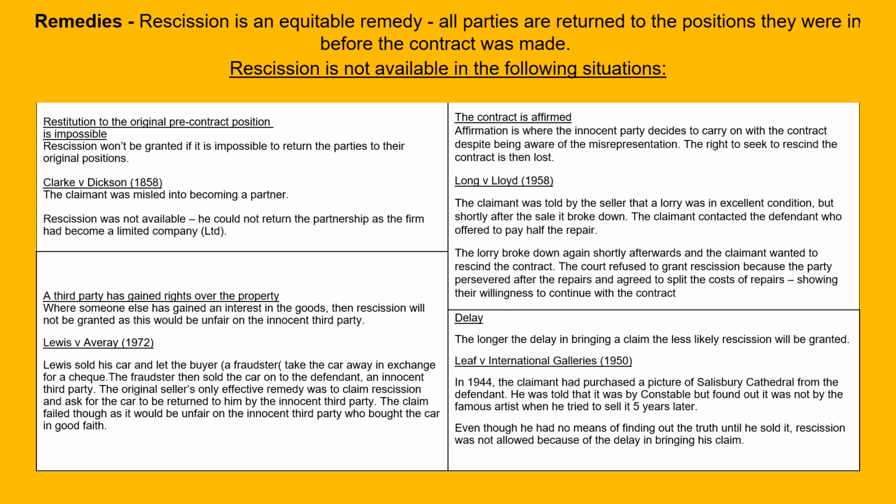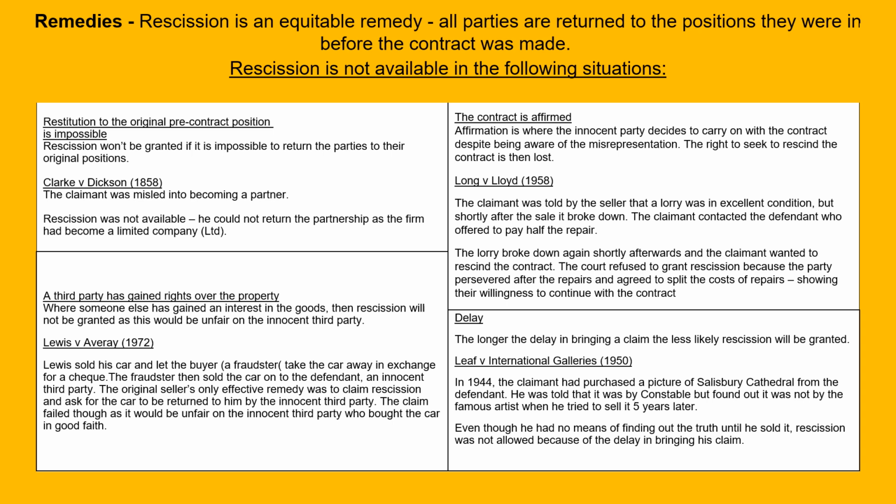The top left one here is it's impossible. So basically, it's impossible to cancel the contract and return the parties to their original position. You can't do it. And that's a very specific situation. So in the case of Clark v. Dixon, the claimant was misled into becoming a partner of a firm. And basically, the rescission wasn't possible because the partnership had changed to a limited company, and you can't change limited companies back to partnerships legally. So it was impossible to order rescission and to revert back to the original contract position. So you couldn't cancel the contract essentially in that one.